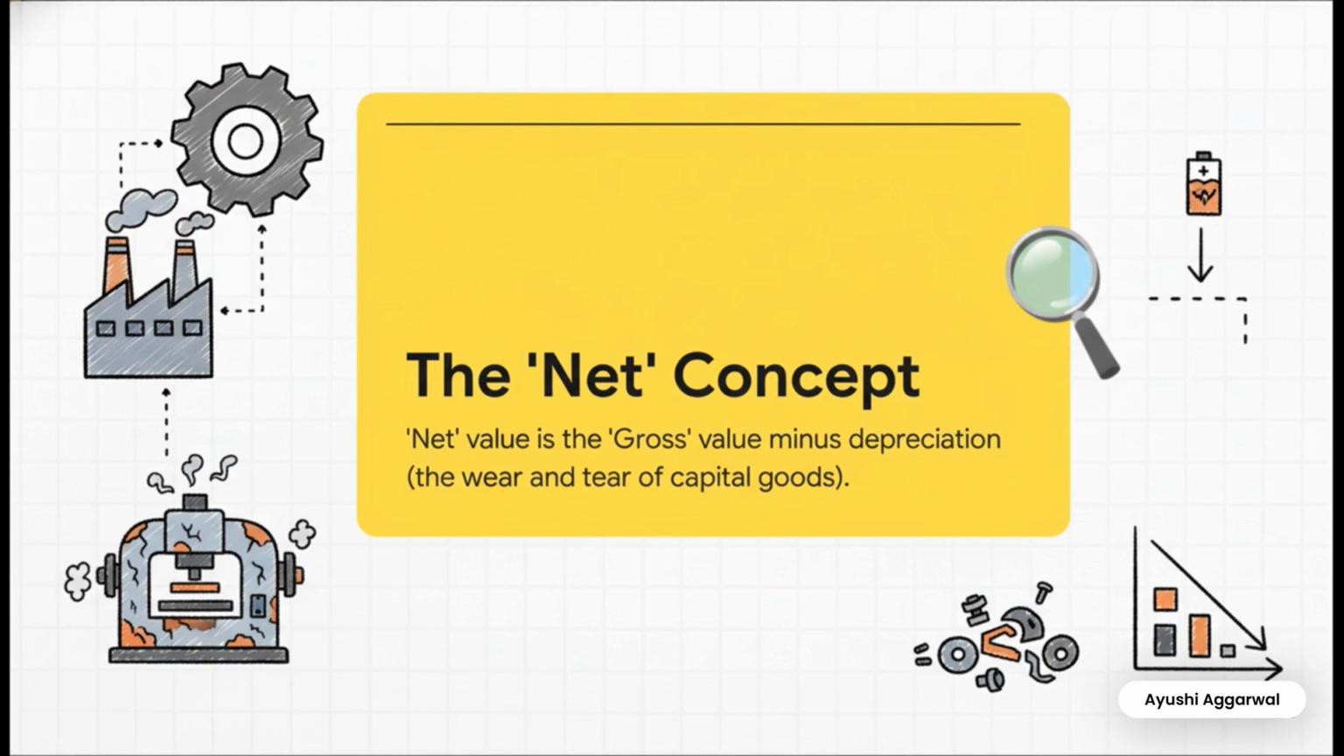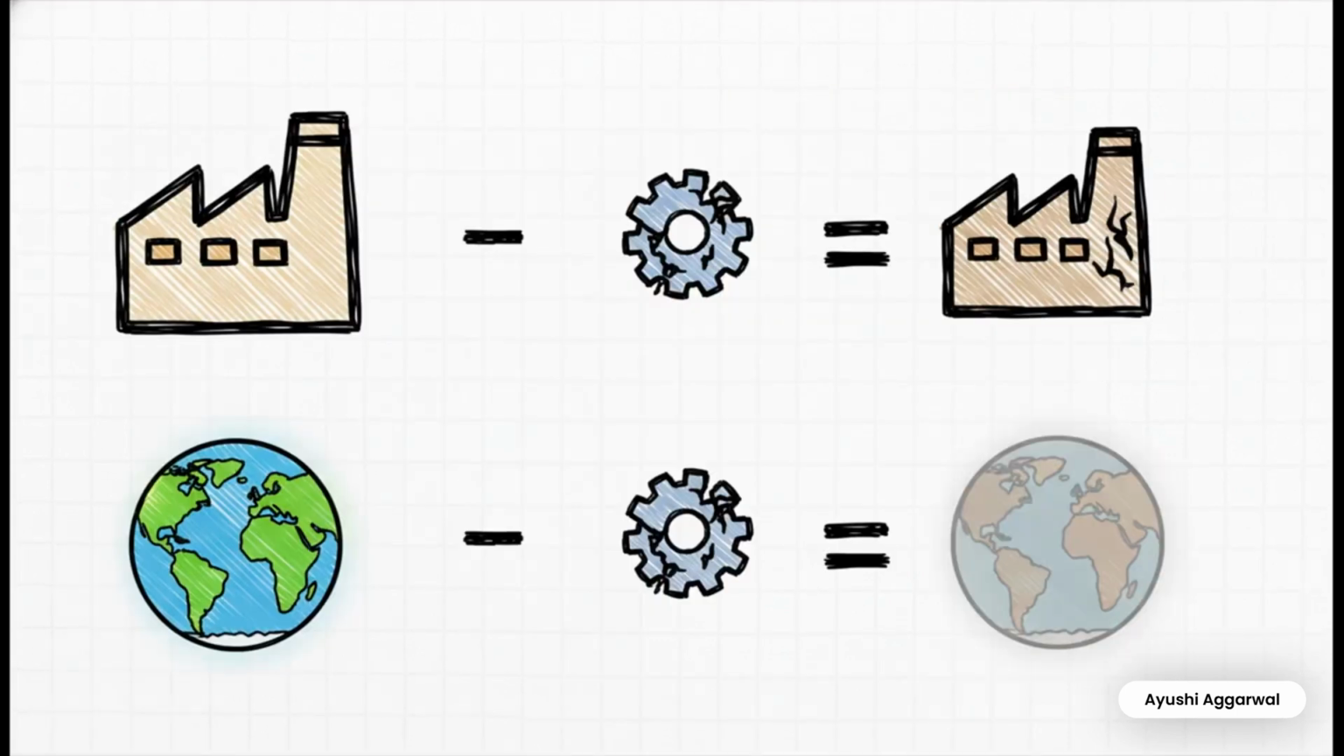That reduction in value is exactly what we call depreciation. So, whenever you take the gross value of something and subtract this depreciation, what you're left with is the net value. And because of that, the formulas are totally straightforward. If you want the net domestic product, or NDP, you just take the GDP and subtract depreciation. And if you want the net national product, or NNP, you take the GNP and, you guessed it, subtract depreciation. The simple rule is net equals gross minus depreciation.